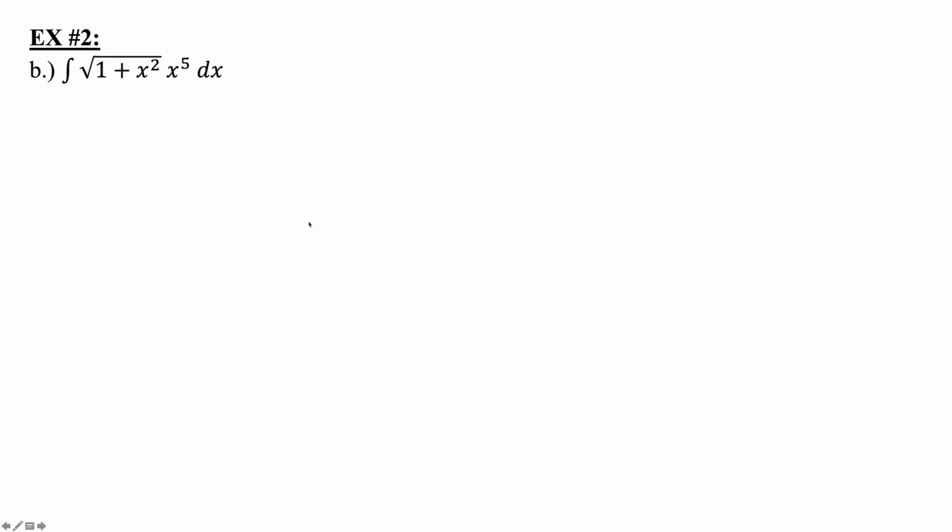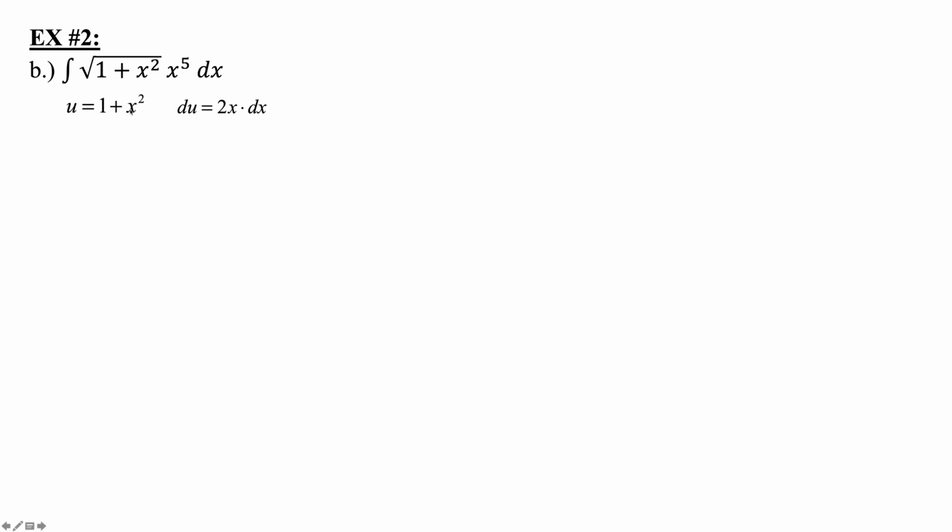Part B of example 2. Oh, this one's even more weird. Here we have x squared on the inside, looking for x to the first on the outside, but we have x to the 5th. Still do a u-sub. Let's see what happens.